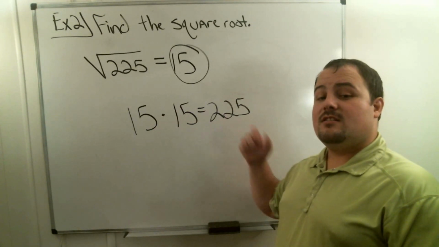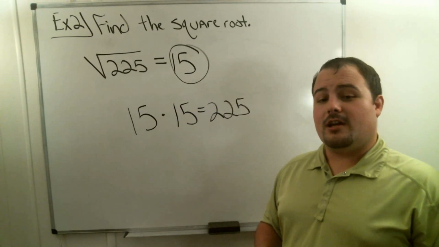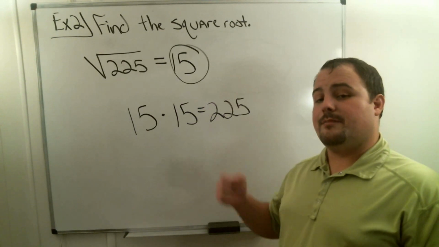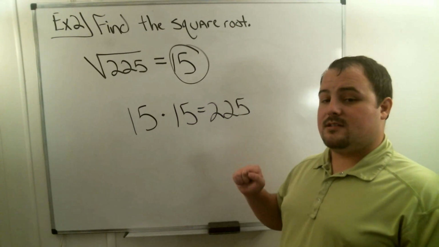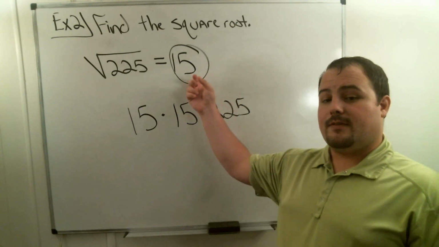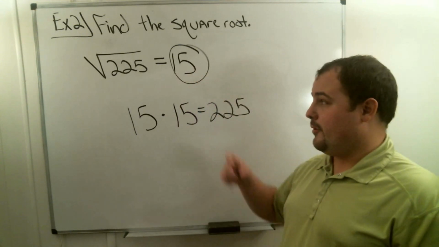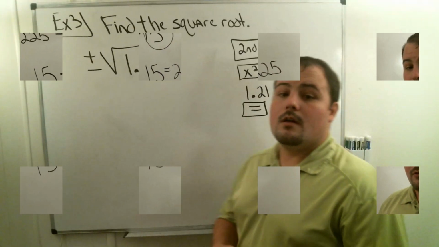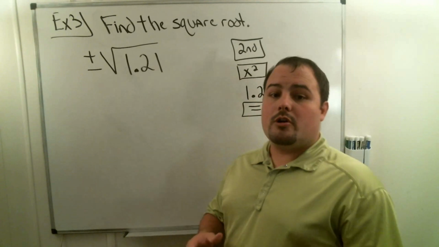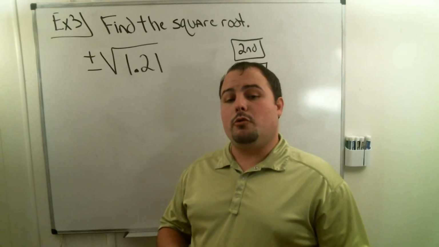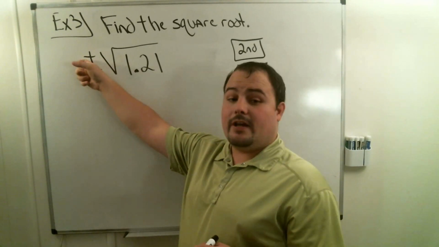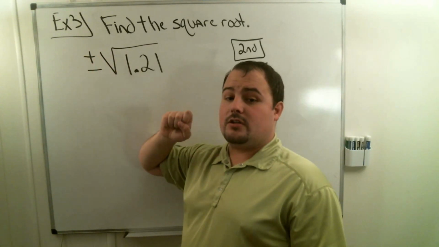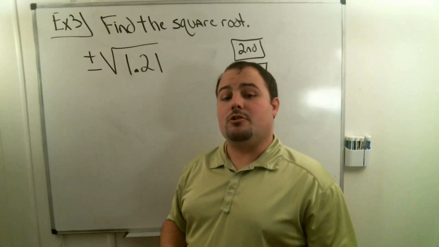15 times 15 is 225. Square root again means two of the exact same numbers that multiply to make this number. All you have to do is tell me the number that those two numbers both are. They're both 15. That's my square root. In this example, we're going to be finding the square root, the positive answer and the negative answer, that make 1.21.